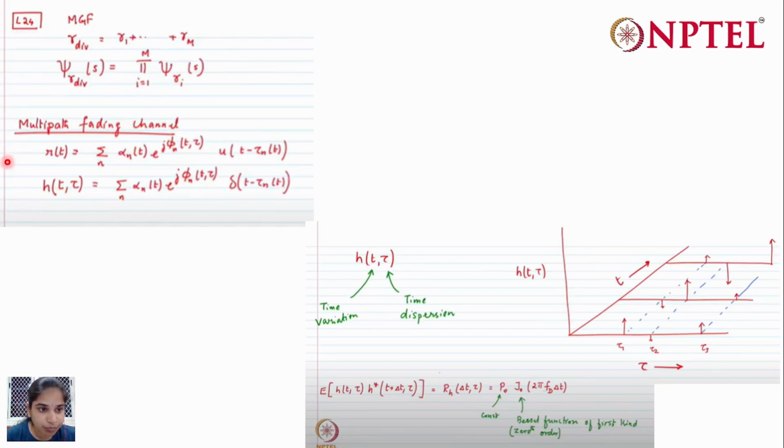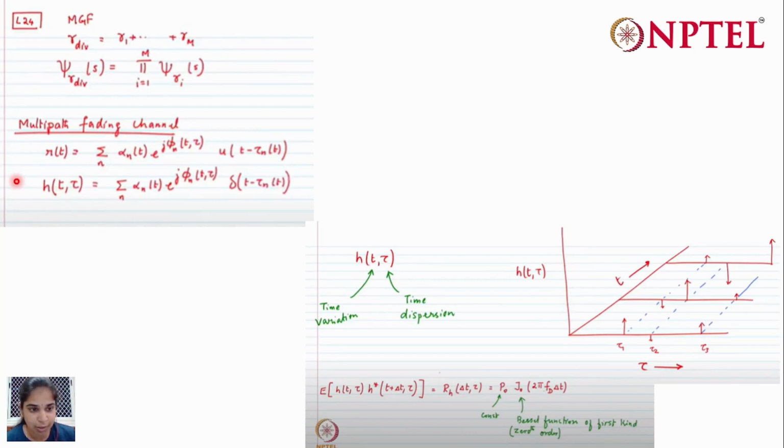Then the characterization of a multipath fading channel started. If r of t is a received signal, r of t is the summation over n of alpha n of t e power j phi n of t, comma tau, u of t minus tau n of t. Here u is a complex baseband signal, and the impact of the channel h of t comma tau is the summation over n of alpha n of t e power j phi n of t comma tau, delta of t minus tau n of t.